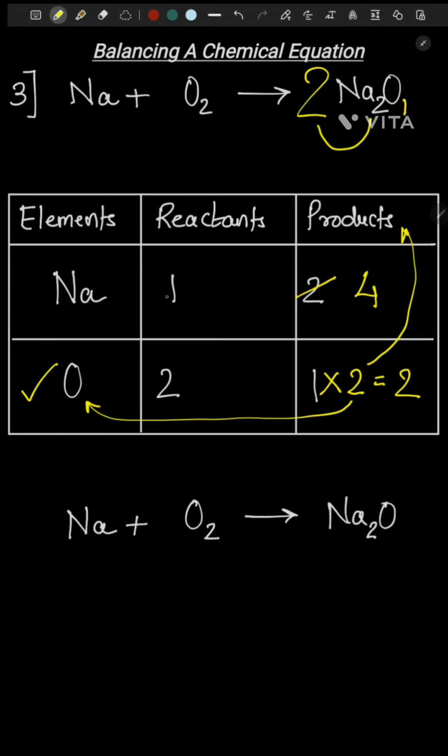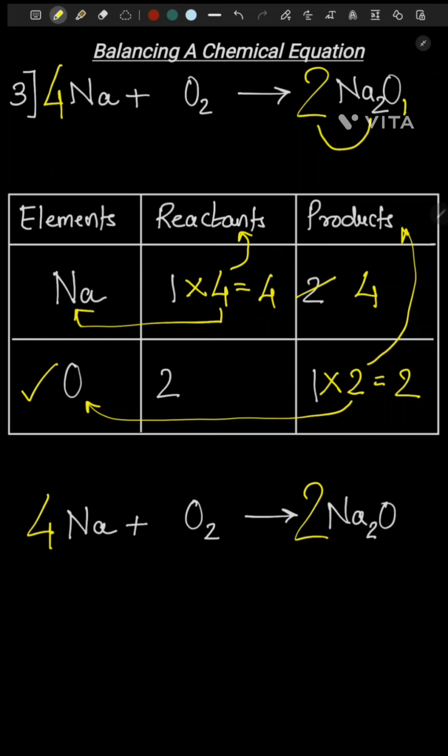So in order to balance sodium, I have 1 and 4. I'll multiply 1 by 4 so that I get it as balanced. So I will be multiplying 4 to sodium on which side? On the reactant side. So on the reactant side, do I have sodium alone? Yes. I'll put 4 there. So what I got finally is 4Na plus O2 gives 2Na2O.